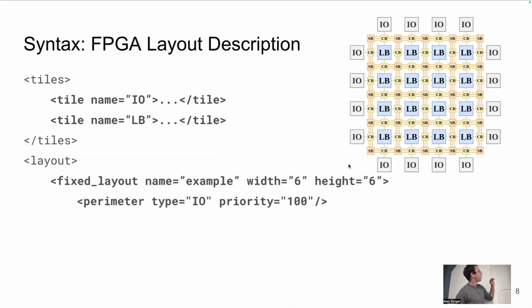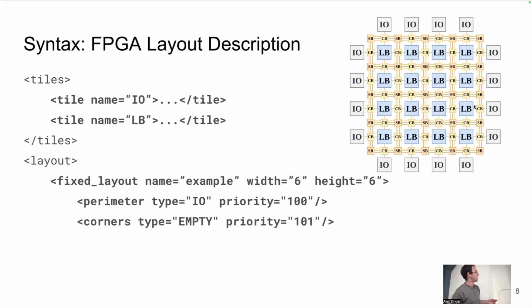Now we're going to describe what the layout looks like. In VPR, we use a description a lot like you're a painter. We're going to paint in the layout of the FPGA. So we're going to start by painting our perimeter. I'm going to paint a perimeter of I/O around my FPGA. In this case, because it's 6 by 6, it means the first row and last row, the 0 and 5th, are going to be IOs, and the first and the last columns are going to be IOs.